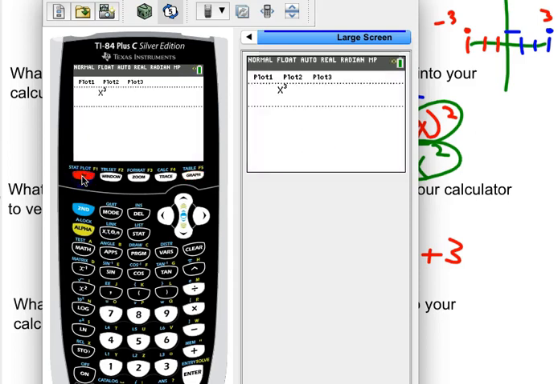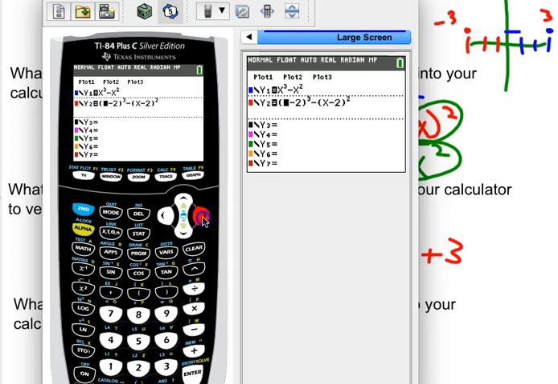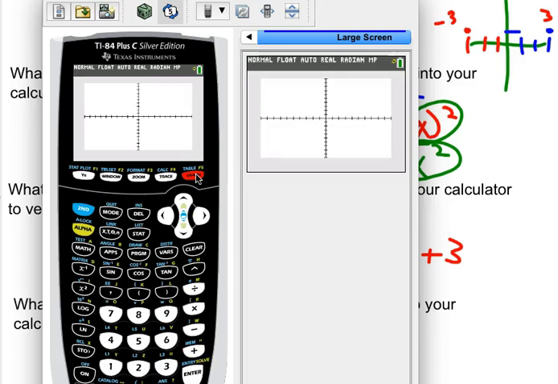And now I think that if I put a plus 3 at the end, it'll get there eventually. Right there, plus 3 should make it all go up 3.